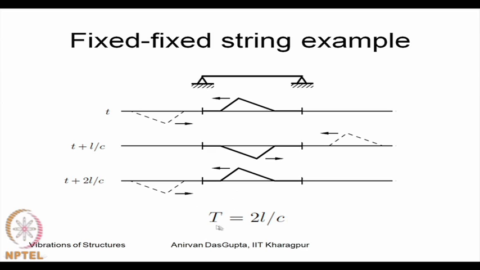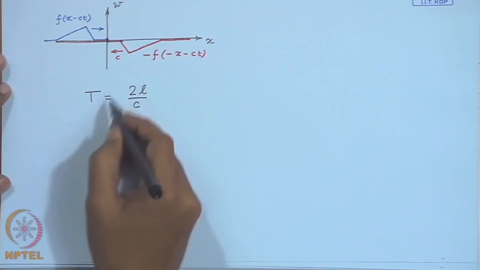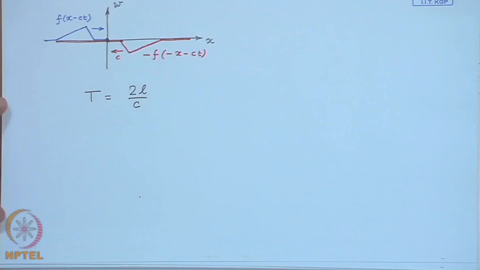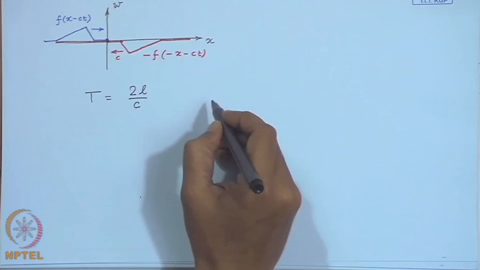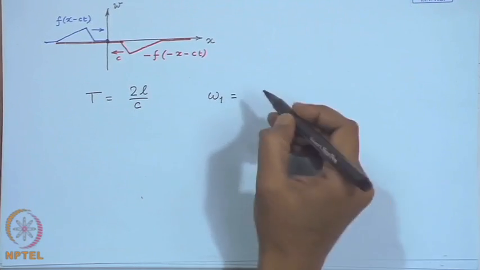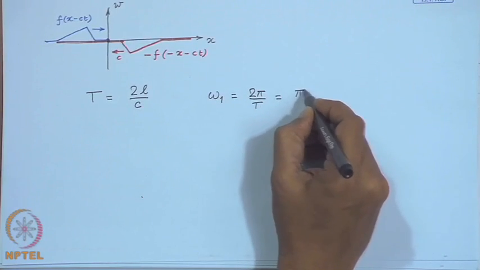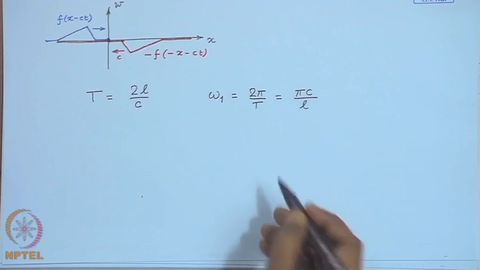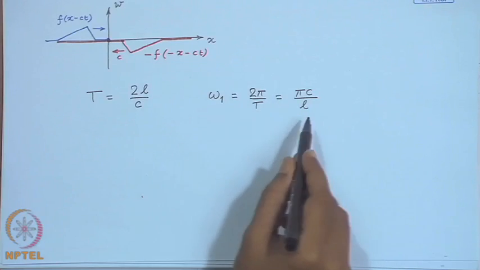So, you find that the time period is 2L over c. It takes this much time for the pulse to once again repeat itself. From here we can estimate the fundamental circular frequency, which is 2 pi over T, which is pi c over L, and this is the fundamental circular frequency of a fixed string.